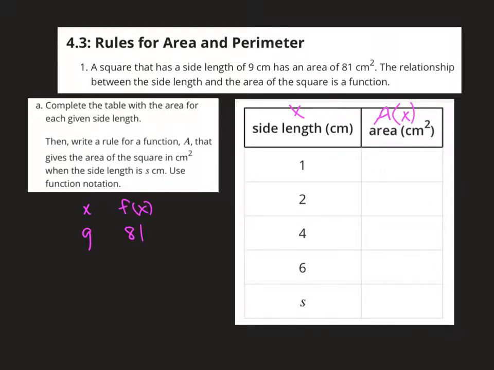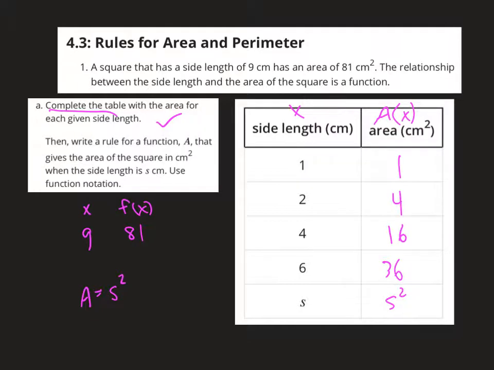You should know that the area of a square is equal to the side length squared. So 1 times 1 is 1. 2 times 2 is 4. 4 times 4 is 16. 6 times 6 is 36. And s times s is s squared. So as far as completing the table, I believe that we have done that.